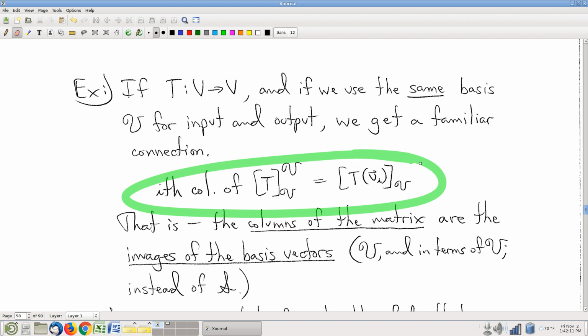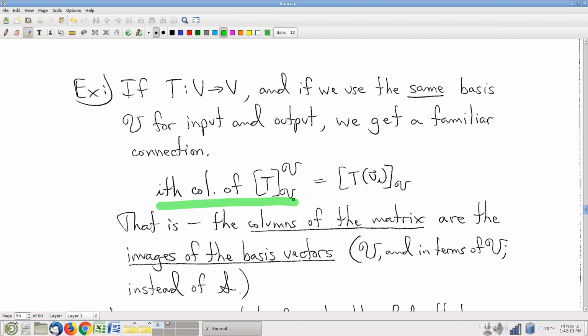What this says is the columns of the matrix are the images of the basis vectors. Now, doesn't that sound like one of the first observations we made at the beginning of this section? When you want to represent a linear transformation from Rn to Rm as a matrix, the columns are the images of the standard basis vectors, right? Well, this is really, really similar to that. In fact, this is a generalization of that first observation that we'd made.